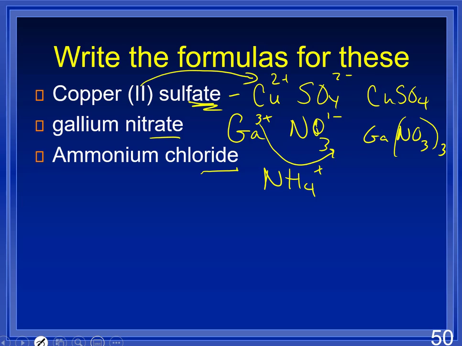Chloride, IDE, off the table. Cl with a 1 minus charge, because it's a halogen. Does it add up to 0? 1 plus and 1 minus adds up to 0, so that's NH4Cl.